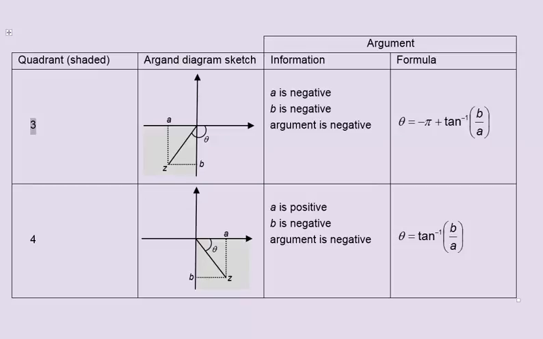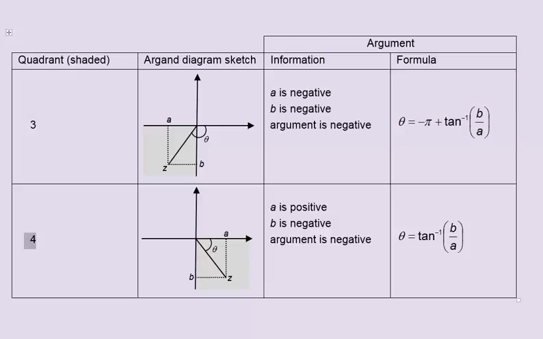For quadrant 3, shaded in the diagram to the right, the real part of the complex number a is negative, the imaginary part of the complex number b is also negative, and the argument is negative. You can use the formula theta equals minus pi plus the inverse tan of b over a to calculate the argument.